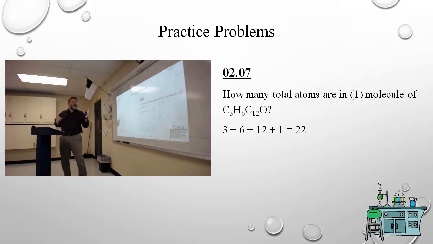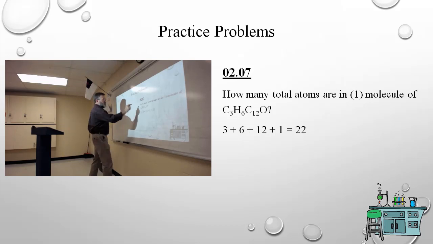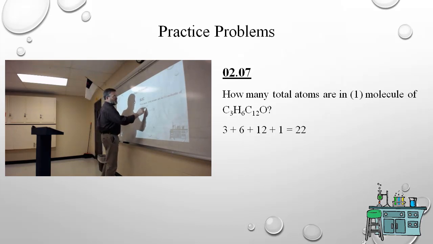So anytime you have the formula for a molecule, all you have to do is go through and count up the subscripts, with the exception of, for example, up here, the oxygen at the end. You've got to remember that that's a 1. There's an implied 1. You don't write the 1, it's there. So when you add it up, it's 3 plus 6 plus 12 plus the implied 1.